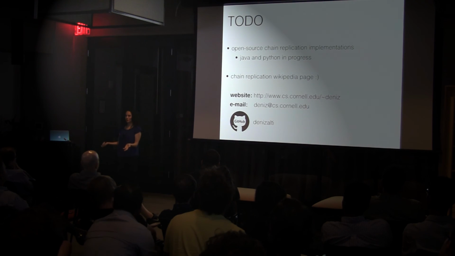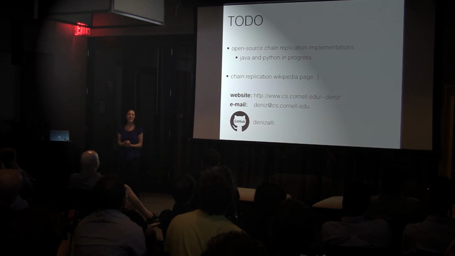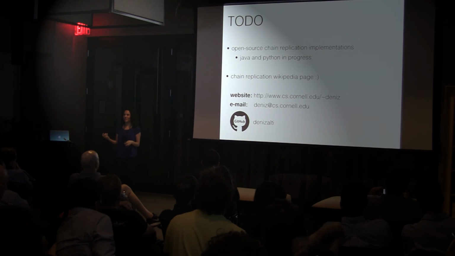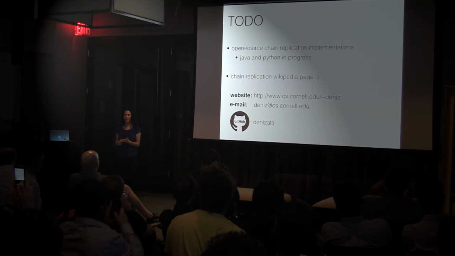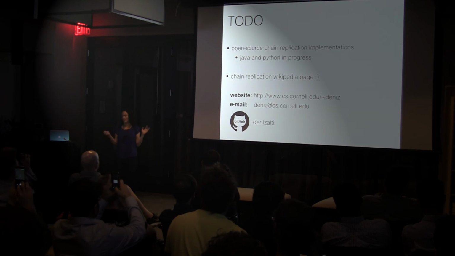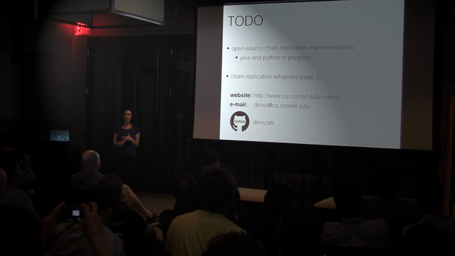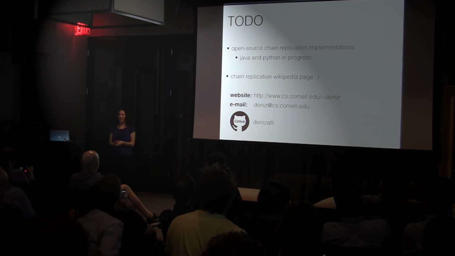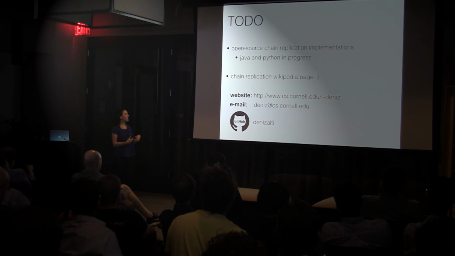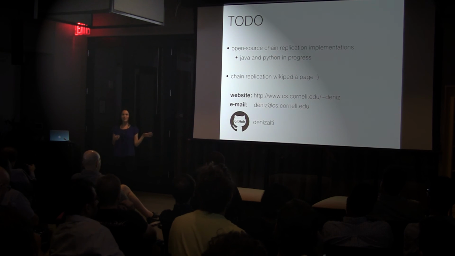And there's some stuff to do, so if you want to help, please do. One is I'm creating some open source implementations. Java and Python are happening now. If you want to help, ping me. Those all will be on GitHub at some point. And I want to create a chain replication Wikipedia page. I still didn't have time to do that, but it's not on Wikipedia, so it would be nice to create it. If you want to help with that, ping me. My website and email are here. I'm also on GitHub. The chain replication code is not there yet, but it will be at some point.